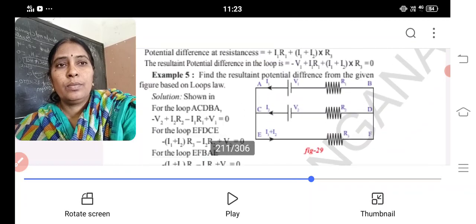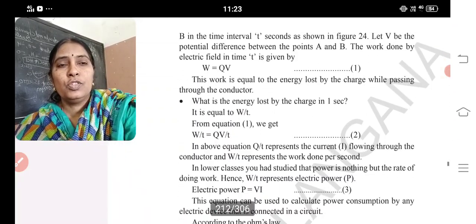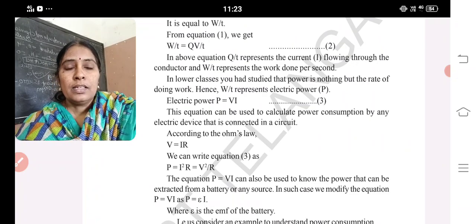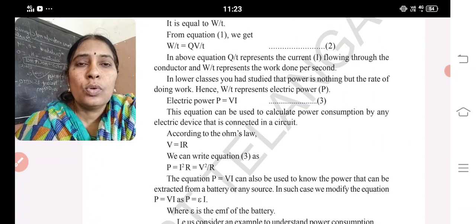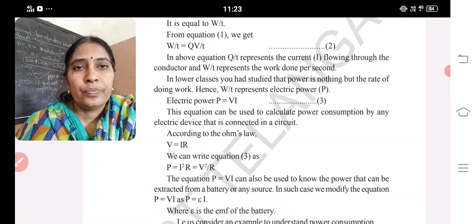What is electric power? Kirchhoff's laws, the loop law and the junction law. What is the junction law? The two laws together are known as Kirchhoff's laws. The junction law: the sum of the current into the junction is equal to the sum of the current leaving the junction. This is known as the junction law.